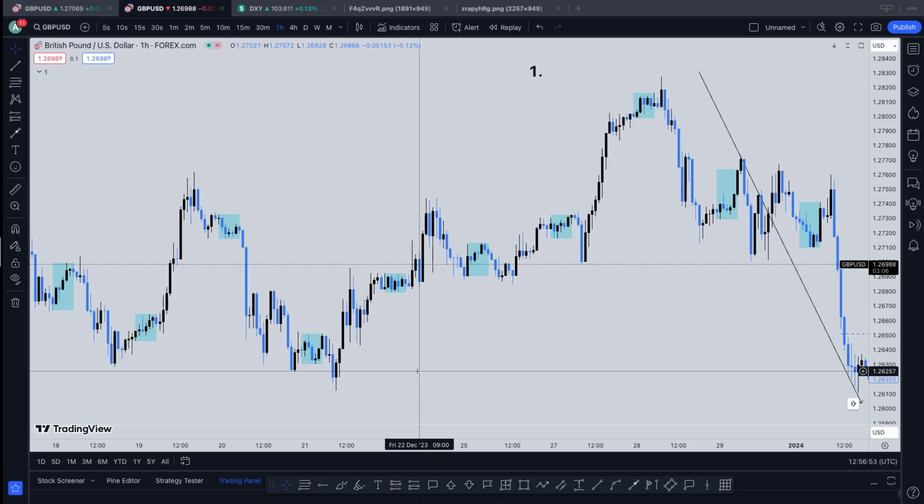Now guys, in today's video I will be explaining what order flow is and how we can use this to our advantage by combining it with liquidity.